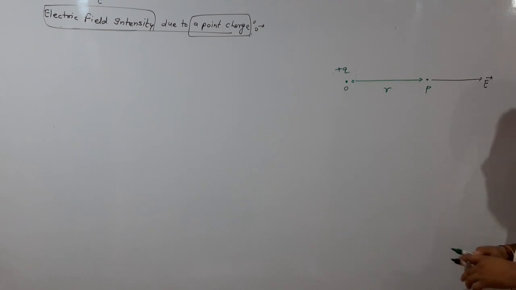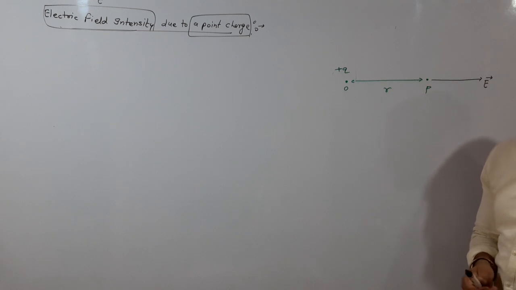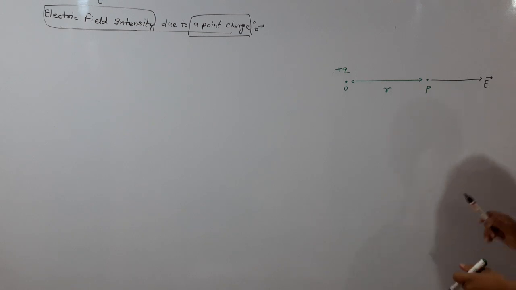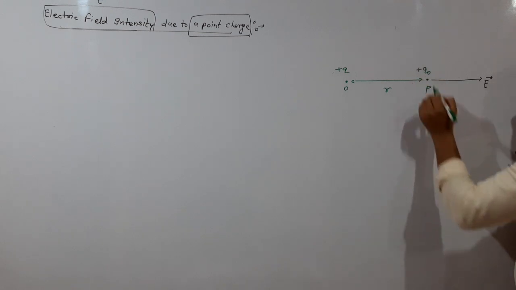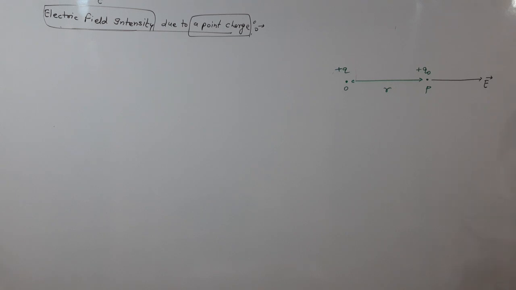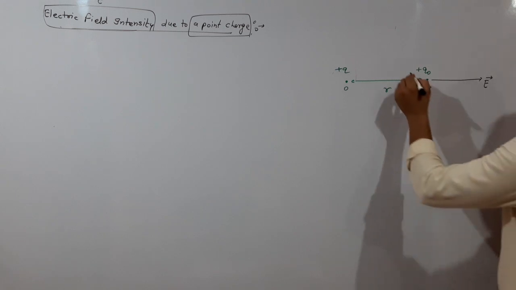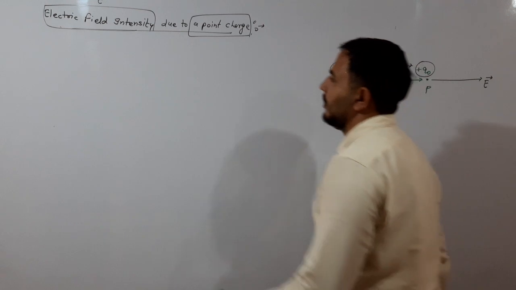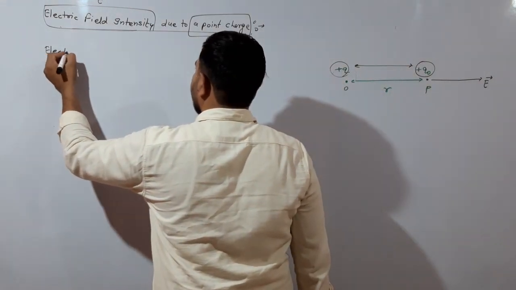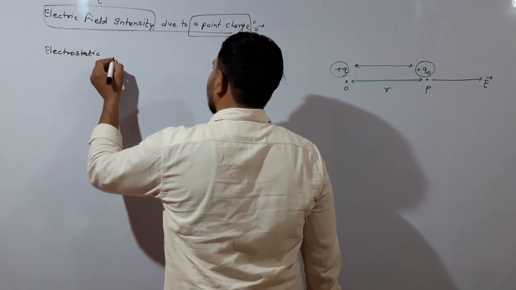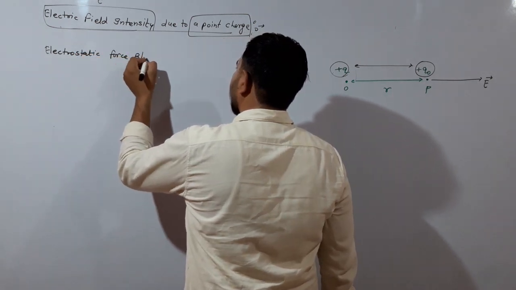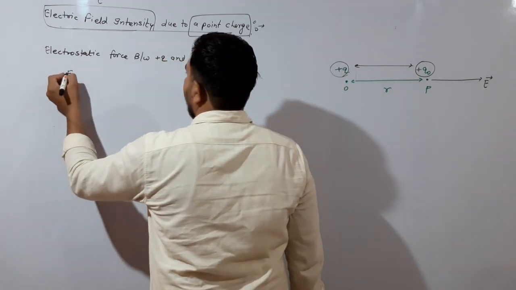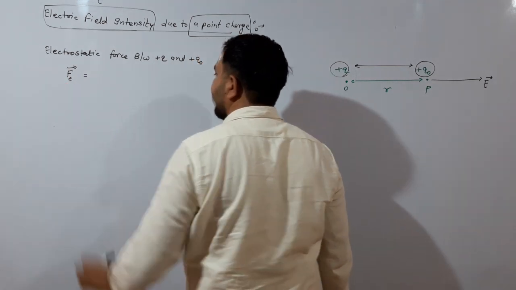We know that electrostatic force cannot work from a single charge. It can work between two charges. So we consider a test charge plus q naught present here. Hence the electrostatic force between plus q naught and plus q is F vector, Fe. Clear?